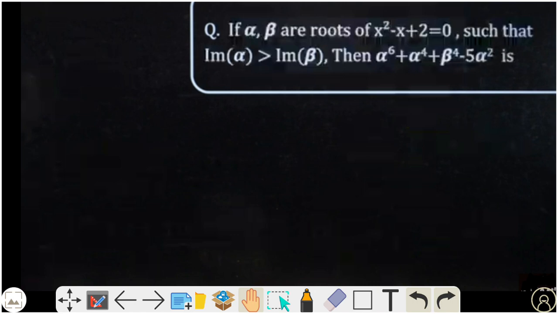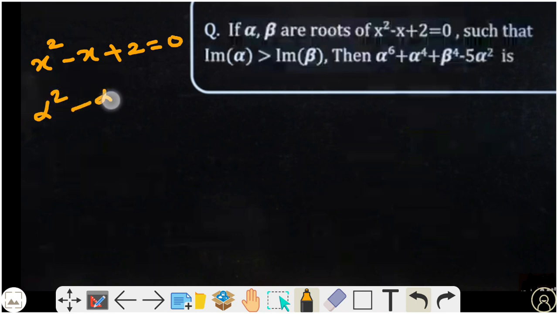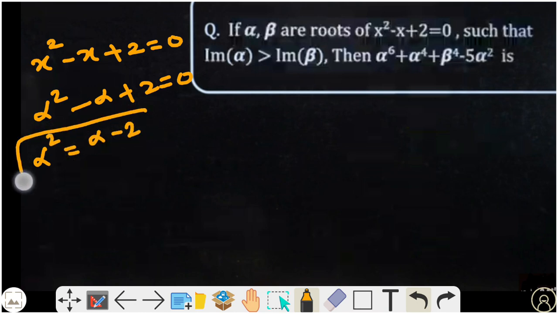So, second question: if alpha and beta are the roots of a quadratic equation, what is that? x square minus x plus 2 equal to 0. So this is our quadratic equation, and alpha and beta are its roots. So I can replace x with alpha, so alpha square minus alpha plus 2 equal to 0. Now alpha square is equal to alpha minus 2. So this is one thing I want.